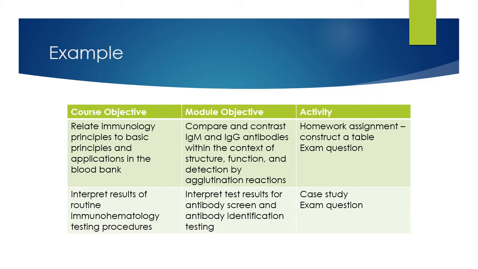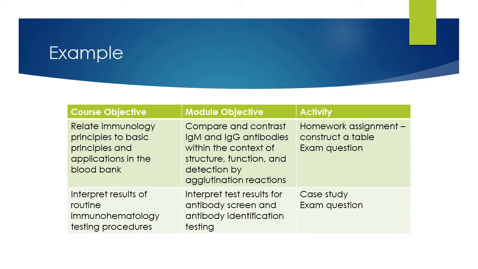So it's going to be a multiple choice exam question. The module objective that relates to this activity is compare and contrast. That's very well suited for a table where you can have IgM in one column, IgG, and then list all of the different criteria within the table. And that feeds into the broader course objective where I want students to be able to relate immunology principles to basic principles within the blood bank.